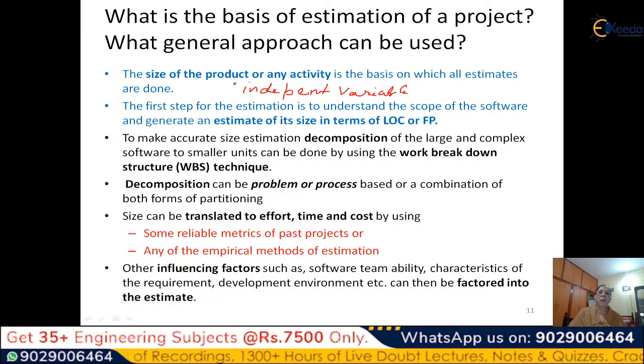Either you have to do the full product, or you have to determine activity by activity. You have to determine the size and then sum up all those things and get the complete product. The first step for estimation is to understand the scope of the software and generate the estimate of the size in terms of two things. So you need a unit. Whenever you measure something, you need a unit. So if x is your independent variable, you need to know how you will express x. If size is your independent variable, you can either write it as LOC. What is LOC? Lines of code.